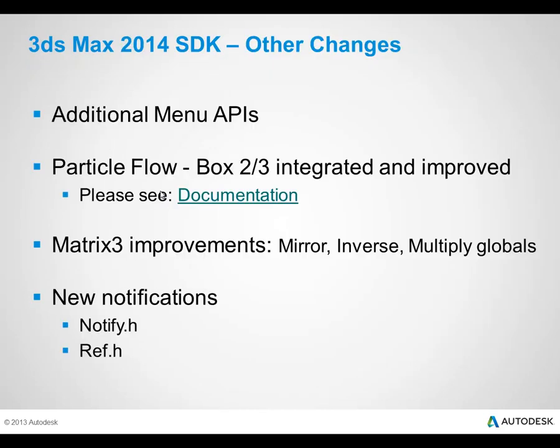Some other miscellaneous changes: there have been some new menu APIs added to support that new graphical menu system. The particle flow system was originally a subscription advantage pack feature, called the Box 2.3 particle flow system. That's now been completely integrated into 3ds Max, and you can use the new APIs to access that functionality. Matrix3 has been improved, and there's a new set of notifications that are part of the notification system and also the reference message system.